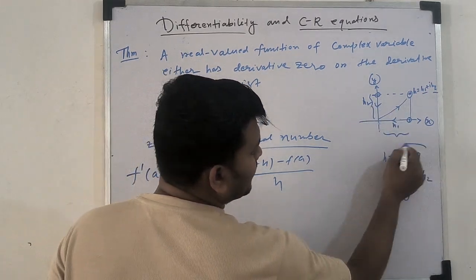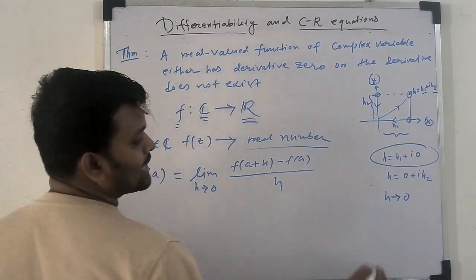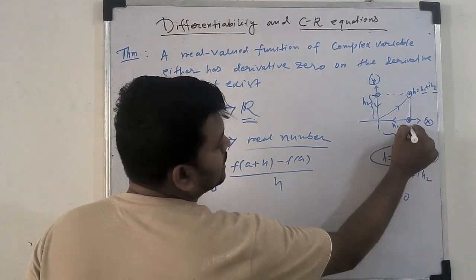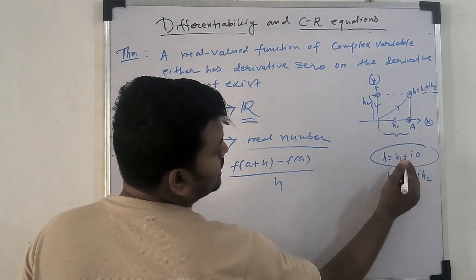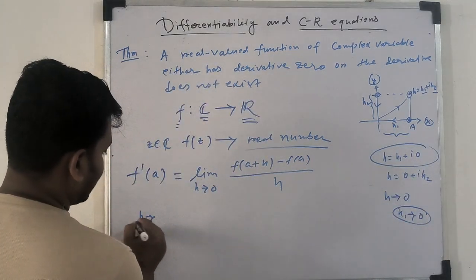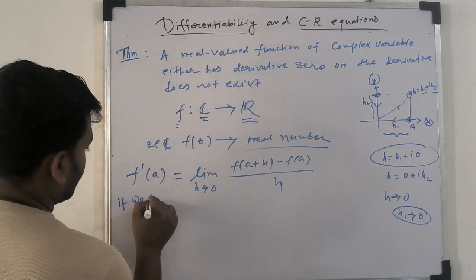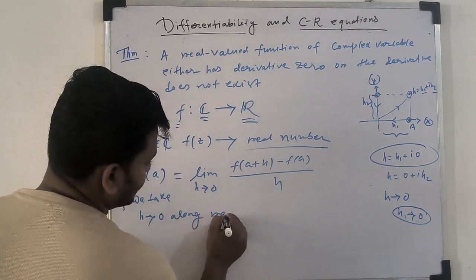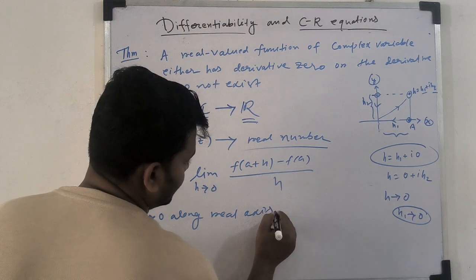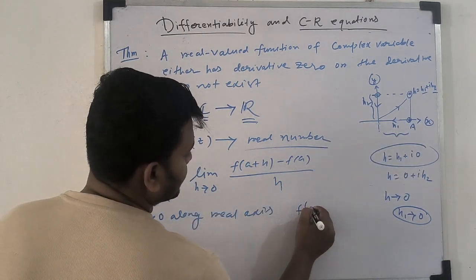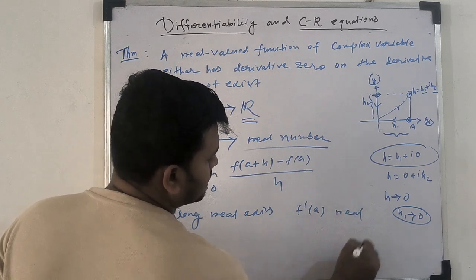So first, if we take h equal to h1 plus i into 0, that is h2 equal to 0. So this becomes this point, this is a. Then we take h1 tends to 0, that is, h tends to 0 along the real axis. So along the real axis, this limit, this f dash a will be real.